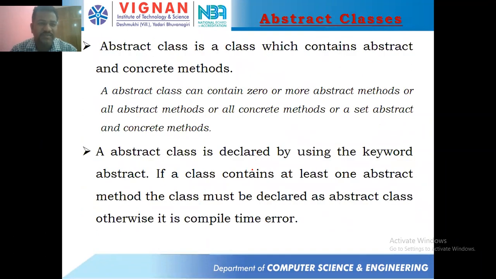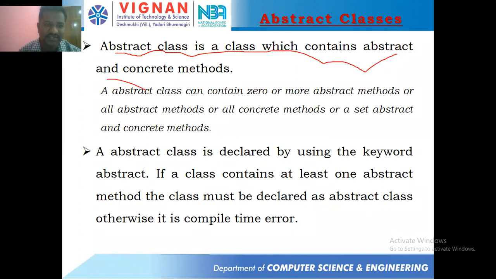Right. Next. We discussed abstract method. Now we'll be discussing abstract class. What do you mean by abstract class? An abstract class is a class which contains both abstract and concrete methods. So that can be called an abstract class.